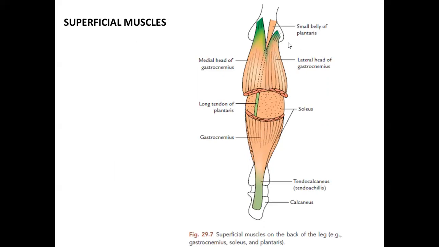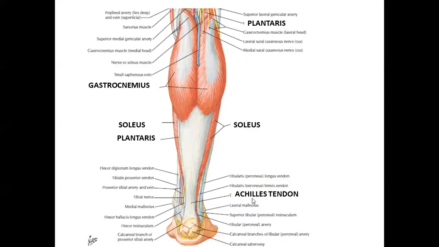Now, this is a diagram that shows the first layer of muscles, the superficial muscles. We have the gastrocnemius head and the soleus head. The gastrocnemius has been cut. On the surface of the soleus, we see a long tendon that belongs to the plantaris muscle. Here we have an important tendon known as the Achilles tendon. So this is the gastrocnemius, the Achilles tendon, the plantaris, and the soleus muscle.